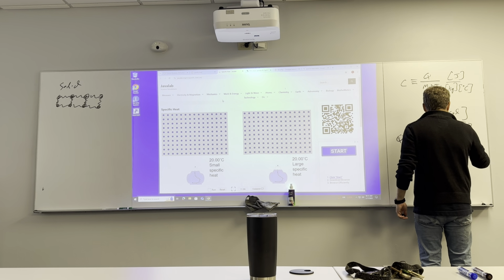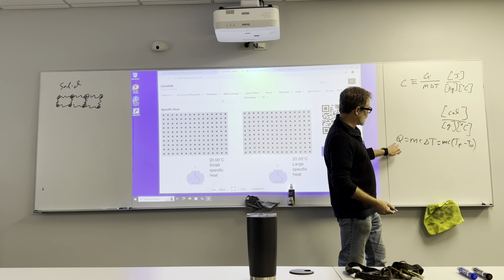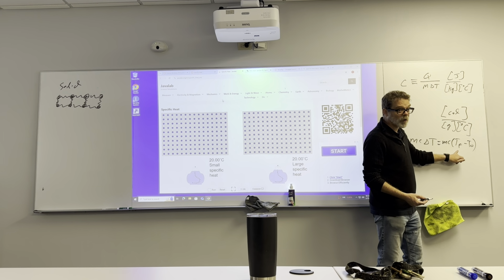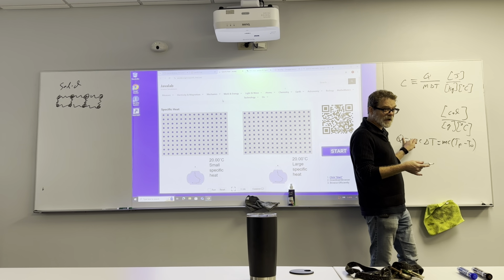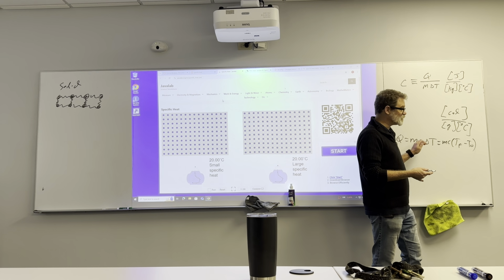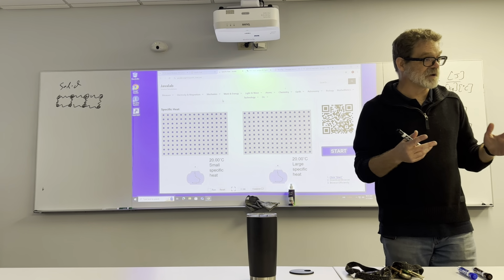Yeah, when the final temperature is higher than the initial. So Q is positive when the object is warming up, because final is higher than initial. Heat is negative when what? The object is cooling off, because it's losing heat. The final temperature is lower than the initial. So heat can be positive or negative.